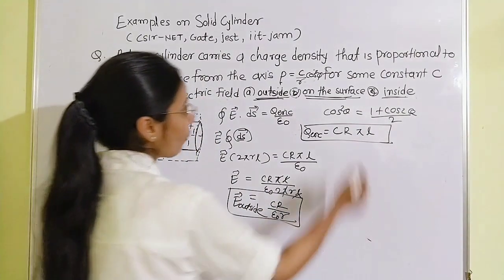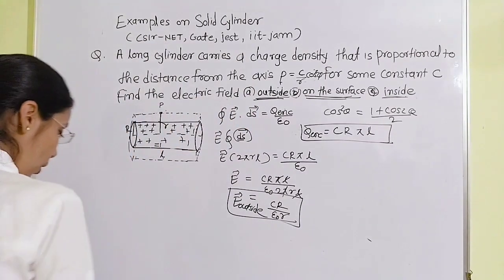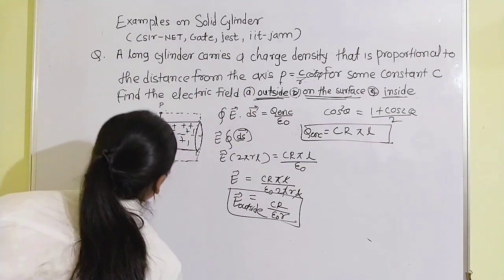Now we have to find the electric field on the surface of the cylinder. So first we rub this.